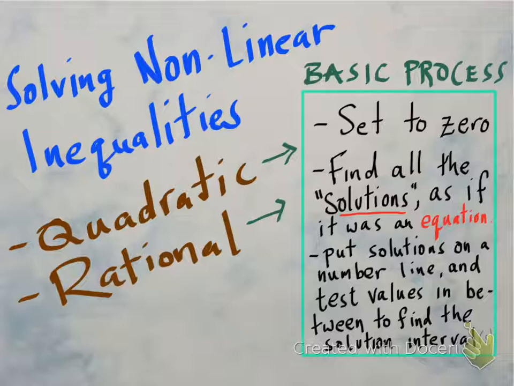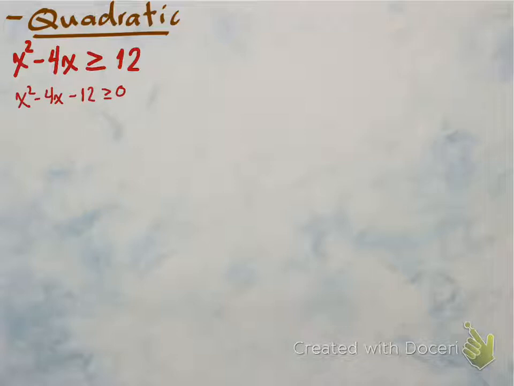So let's take a look first at a quadratic example, and for our viewing pleasure, I've chosen this one, x squared minus 4x greater than or equal to 12. It's not set to 0. So the first thing is to set it to 0. That was pretty easy. And as you can see, that's a pretty standard looking quadratic expression on the left side. It factors real nicely to x minus 6 times x plus 2, and therefore our critical numbers are 6 and negative 2.